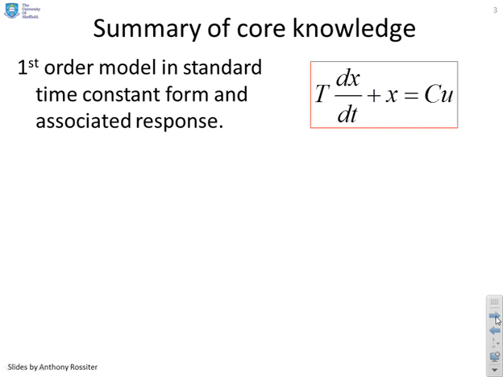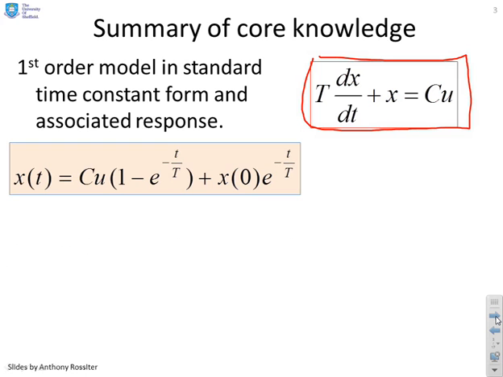If we have a first order system, we've already said that we should use the time constant form. There it is, T dx/dt plus x equals some constant times the input. So if your system isn't in time constant form, the first thing to do is put it in time constant form. Now once it's in time constant form, you can write a standard equation for the step response from a non-zero initial condition, and that is given here.